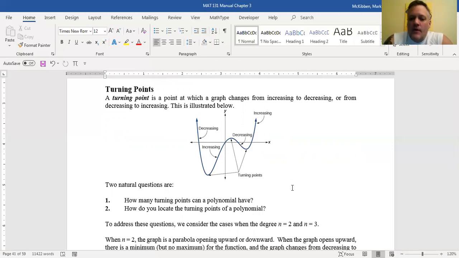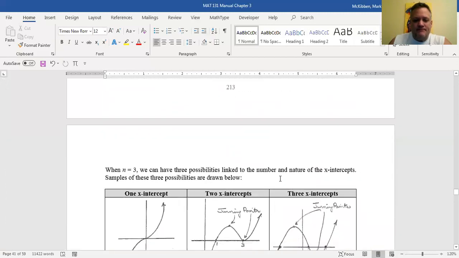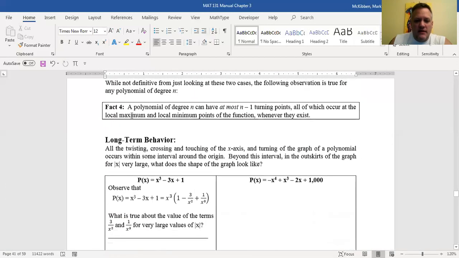If a polynomial has degree n and it factors into n distinct linear factors, then it's going to have n x-intercepts, right? But we know that you can only have a turning point between two x-intercepts, so there could be at most n-1 turning points. That's something you'd have to really piddle around with for particular values of n, so it's not easy at all to prove, but it is a fact. All right, so I'm going to look down here at fact 4: a polynomial of degree n can have at most n-1 turning points.